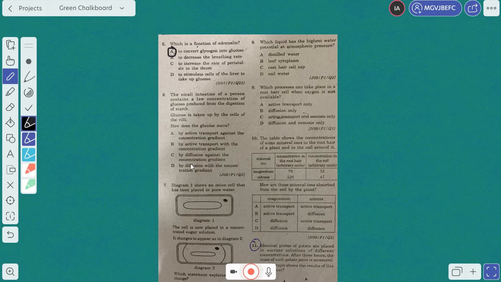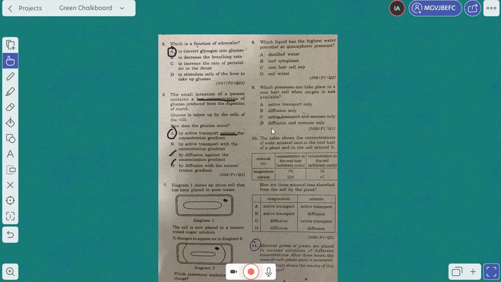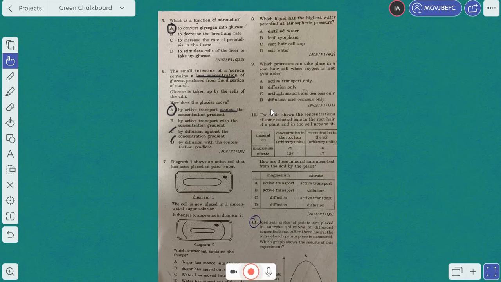No, it's not. But it's not C. It's not D, because it definitely happens by active transport. They've made it very simple because they've mentioned it themselves that there's a low concentration. See, it's written here, low concentration of glucose. So it's A. Why? Because active transport is always against the concentration gradient. Okay, let's move on with 7.